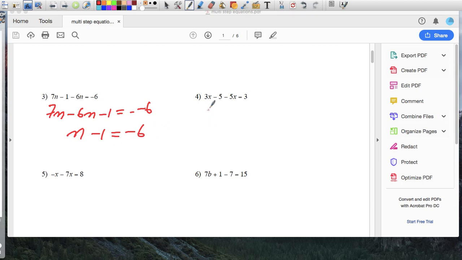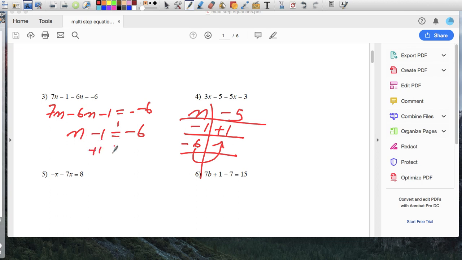This one's pretty easy, but if you want to write a little story, you can say that your variable is n, you're subtracting 1, and it equals negative 6. Going back, you're going to do plus 1 on both sides. So negative 6 plus 1 is just negative 5. This is a one-step equation. So I do plus 1 over here, and these two go out, and I have left over n equals negative 5.